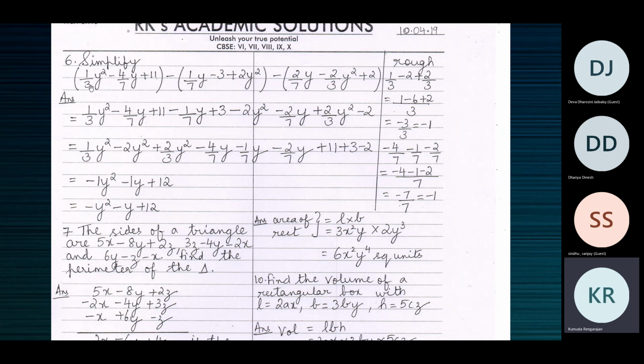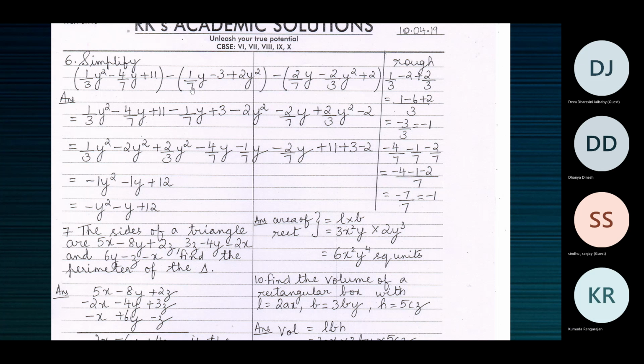So let's do that. Here, this is the entire expression. So you can call this the first part of this entire expression. So here, just remove the bracket. There is no sign preceding it, meaning it's a positive sign. So simply remove the bracket and the terms come out freely: 1 by 3y square minus 4 by 7y plus 11.